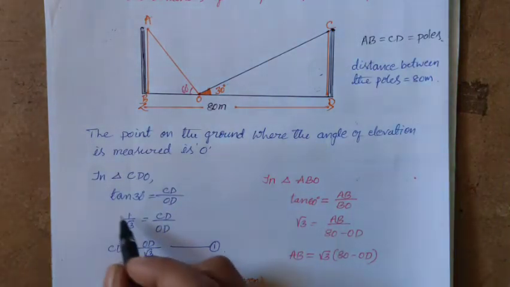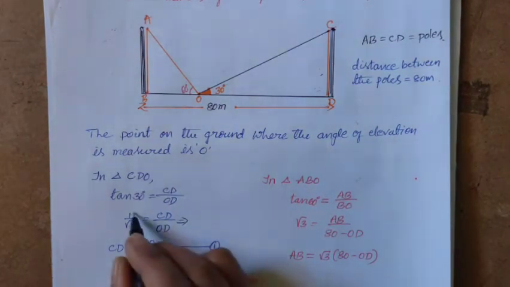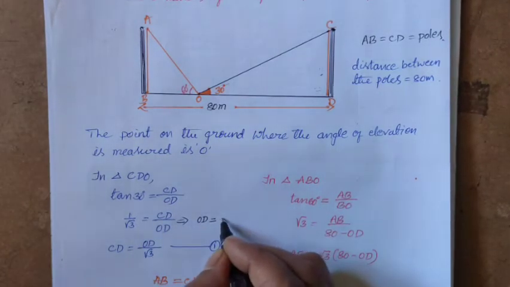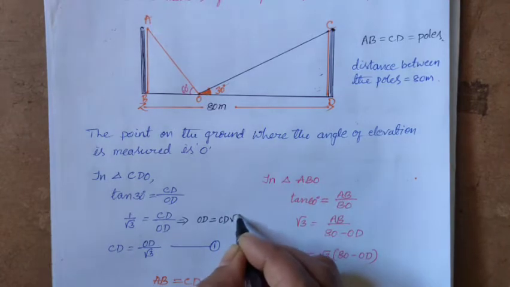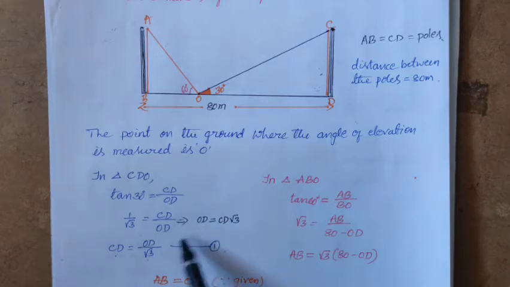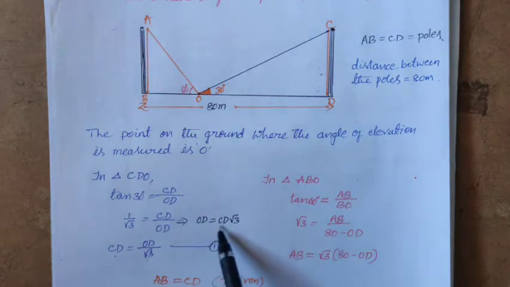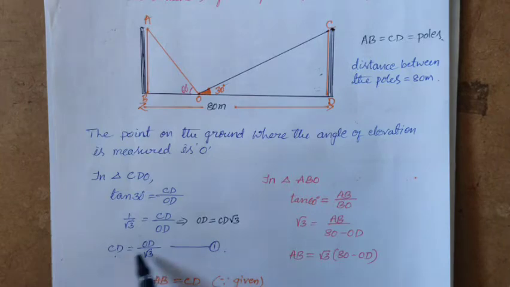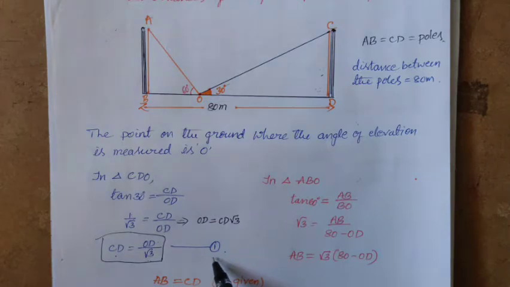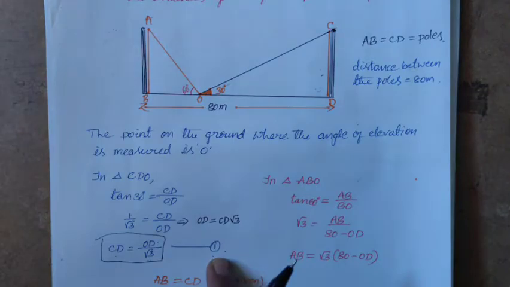Now we can cross multiply this one. So OD is going to the numerator. OD is equal to CD into root 3. So CD is equal to OD divided by root 3. So this root 3 comes to the denominator and OD is in the numerator. Then the value of CD is equal to OD by root 3. You can consider this as equation number 1.